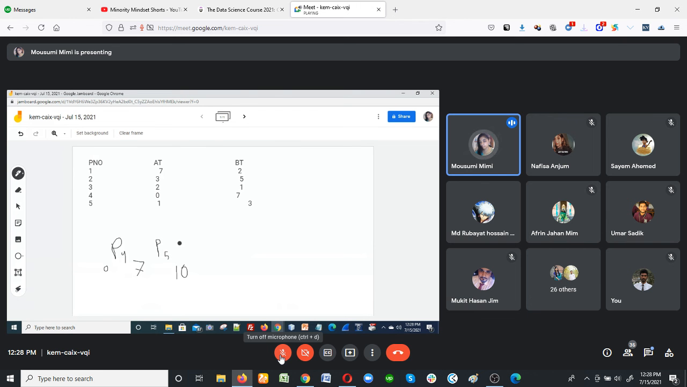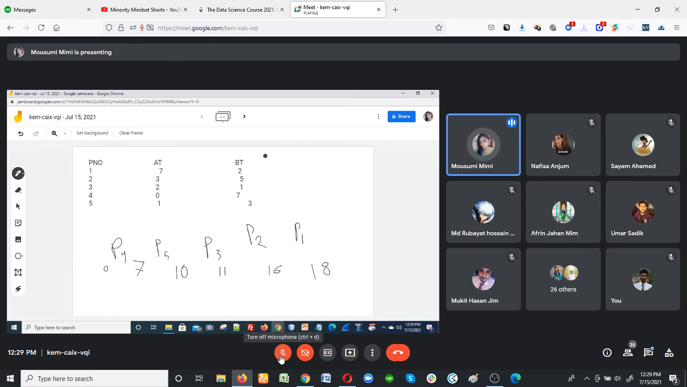Then which process will I go to? Process 3, ma'am. Yes, that's process 3. Burst time is 1, so 10 plus 1 is 11. Then process 2, burst time is 5, so 11 plus 5 is 16. Then at the end, process 1, burst time is 2. 16 plus 2 is 18.